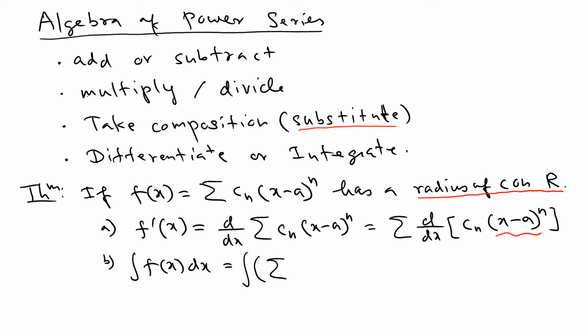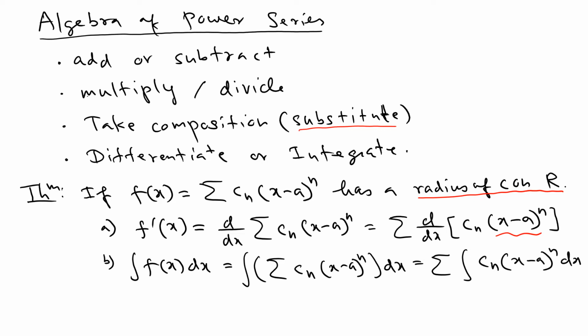So the integral of the sum of Cn (x minus a) to the n dx. Pull the sigma out, you switch the two. That's how you do it. You switch the two: the sum of the integral of Cn (x minus a) to the n dx. Okay, so you switch the two.